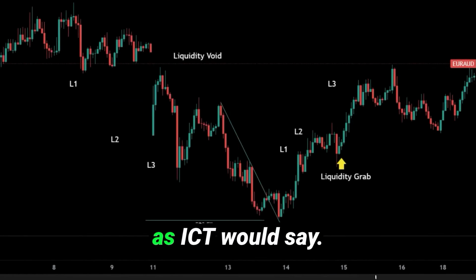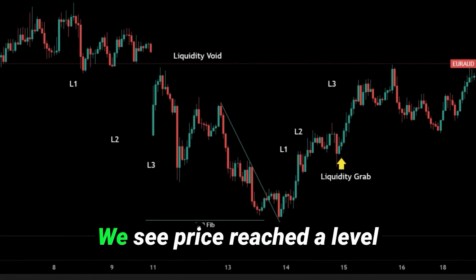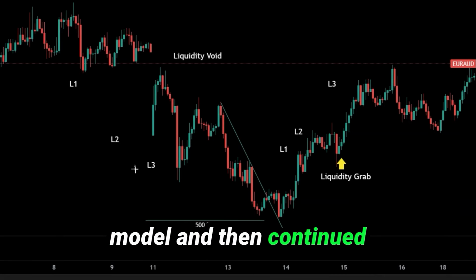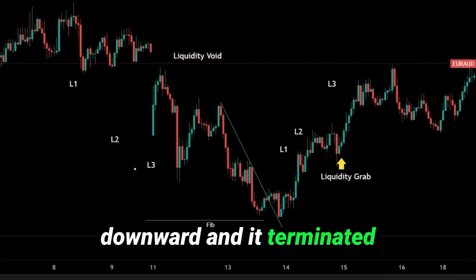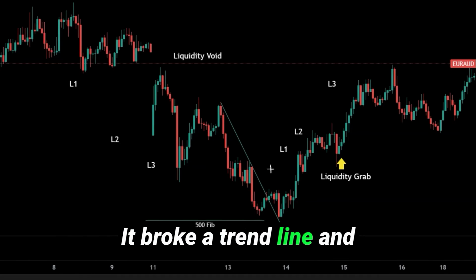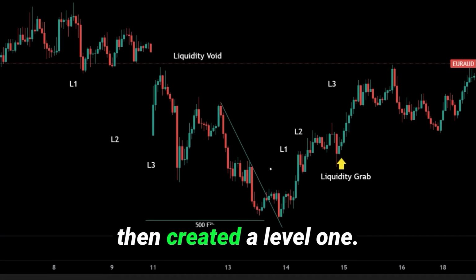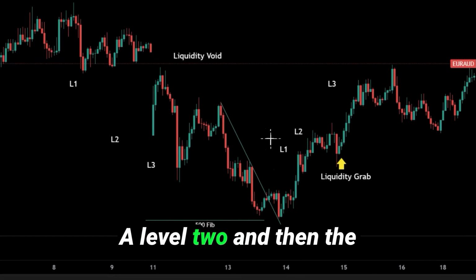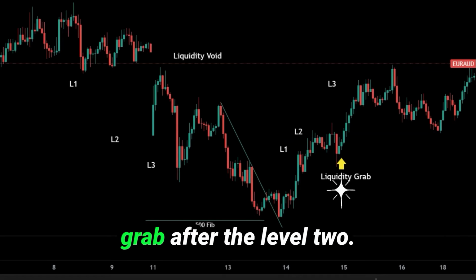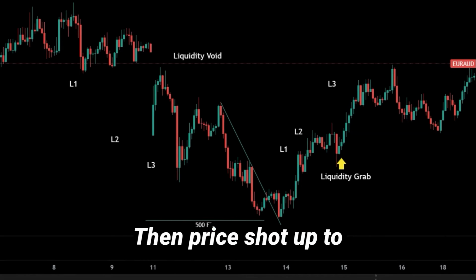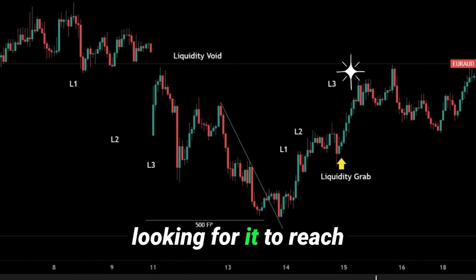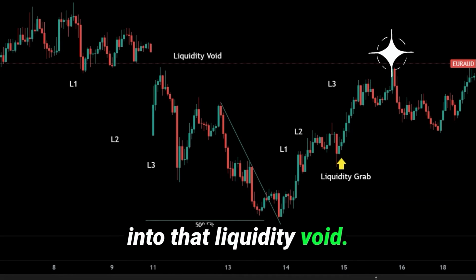Here is the lipstick, as ICT would say. We see price reached a level 3 of the market maker model and then continued downward, and it terminated at the 500 Fibonacci level. It broke a trend line and then created a level 1, a level 2, and then the entry is at the liquidity grab after the level 2. Then price shot up to a level 3, but we're looking for it to reach into that liquidity void.